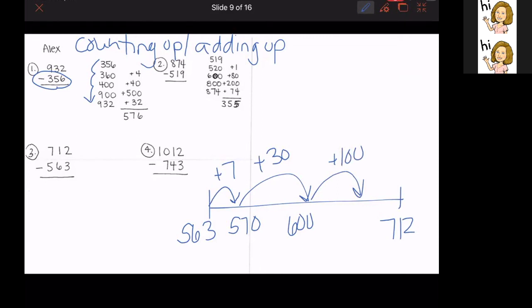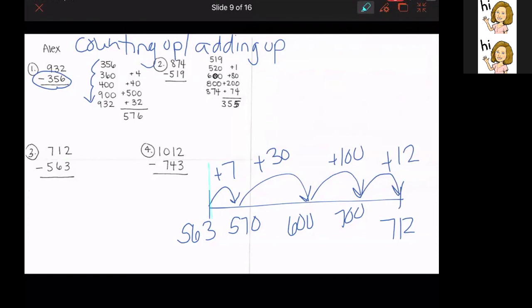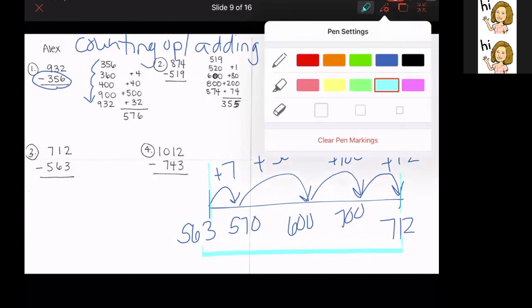30 shouldn't be bigger than 100, but that's the beauty of the open number line, is that it can just show your hops and distances, and it doesn't have to be completely to scale or accurate. And now what he sees is that, check this out, right? This distance from 530 all the way to 712 is this sum, right?